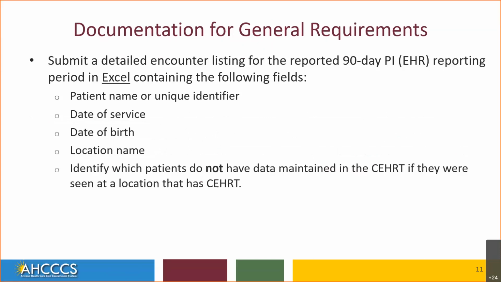The documentation that we generally accept for general requirements would require the provider to submit their detailed encounter listing for the reported 90-day PI reporting period in Excel containing the following fields: the patient name or a unique identifier. That unique identifier needs to be unique to the patient and not the patient visit. So if the patient is seen twice during that PI reporting period, that identifier should remain the same. Another column that is required is the date of service, the date of birth, the location name for where that patient was seen, and then identify which locations do not have data maintained in the cert if they were seen at a location that has cert.